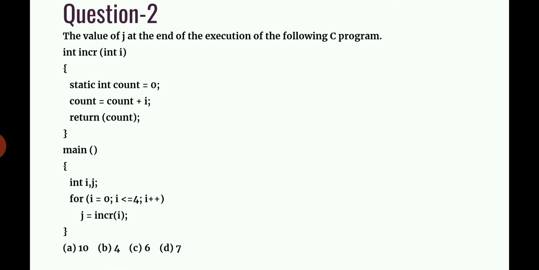The value of j at the end of the execution of the following C program. So we have a C program, and in that a function called incr. That incr function is called inside a for loop in the main function. Let us find the value of j at the end of the execution of this program.